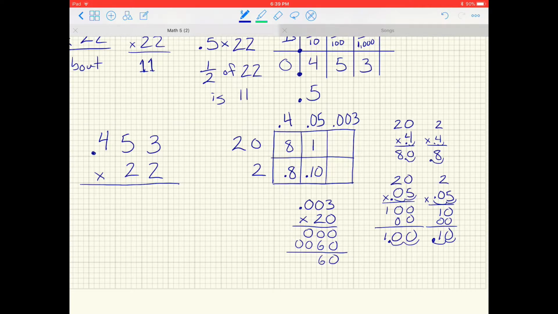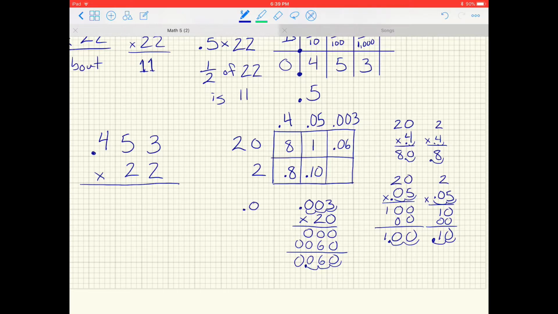Add it up, I got 0, 0, 6, 0, but I'm doing thousandths, so I move over 3 places, and it looks like I end up with 6 thousandths, right? Wait, no, that's 6 hundredths. It's in the hundredths place, 6 hundredths. So 20 times 3 thousandths is 6 hundredths.